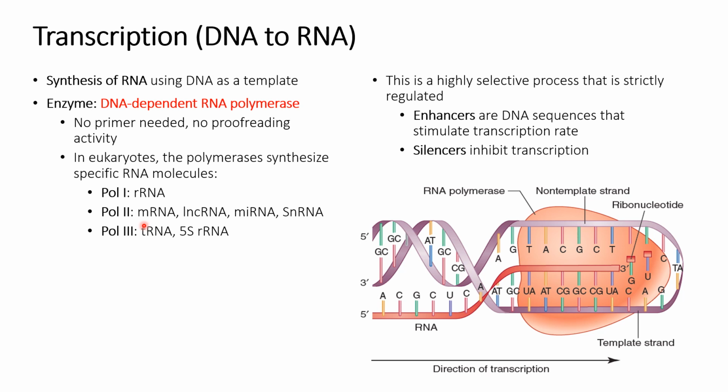So, sa RNA, sa eukaryote, since it is a complex molecule, complex cell, mas complicated din yung mga structures na involved sa process, no? Unlike sa prokaryotic cells. Okay? So again, transcription is a highly selective process that is strictly regulated. Okay? So we have what we call enhancers versus silencers. Enhancers are DNA sequences that stimulate transcription rate. Okay? It makes the transcription process faster. Okay? Silencers inhibit transcription. Okay?